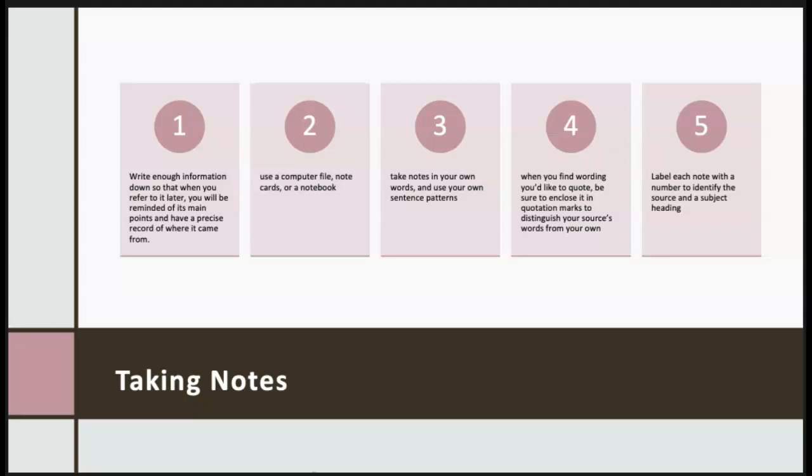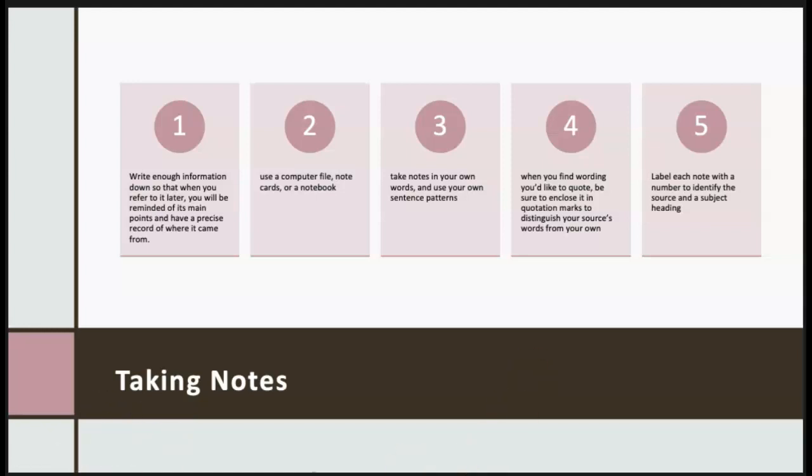It is so easy for us to read things and forget we read them, or we write down notes exactly as it was written, and we say later we're going to put it into our own words, but we don't. So do some good record keeping. Label each note with a number to identify the source and the subject heading. Whether you're doing this electronically or using just the old handwritten method, if you're taking notes from an article, give that article a number. It's your second source, so put a number 2 at the top of your page.